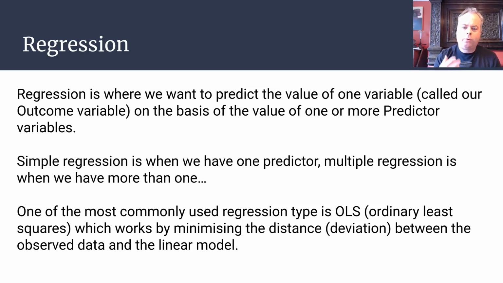In the context of regression, when we have one predictor, we'll call that simple regression. Multiple regression is where we have more than one predictor.